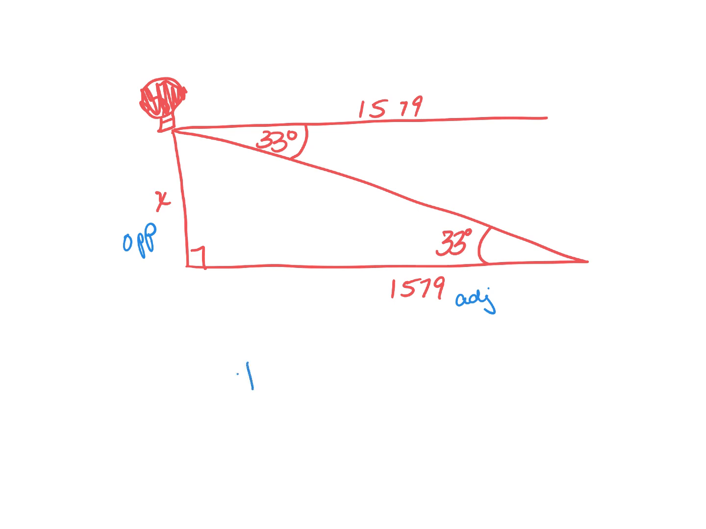So that would be tangent of the angle equals opposite over adjacent. And you just go ahead and multiply those together. What do we get? So the balloon is 1,025.41 feet in the air.